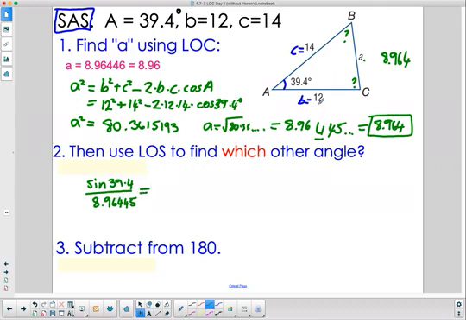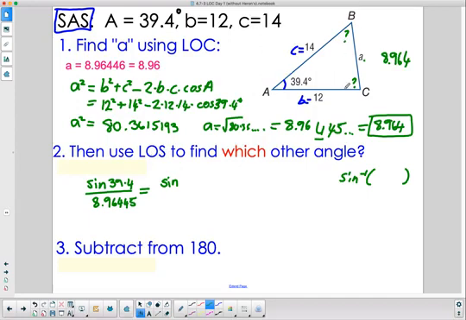Now, which would I find next? Should I find angle B, or should I find angle C next? Do you remember one weakness of the law of sines? When you use the law of sines to find an angle, you're going to have to use inverse sine. And if you're finding the largest angle in the triangle, that largest angle might have been obtuse. An inverse sine is not going to give you an obtuse angle. It's going to give you the acute version of that. If you can avoid it, never use the law of sines to find the longest, the biggest angle.